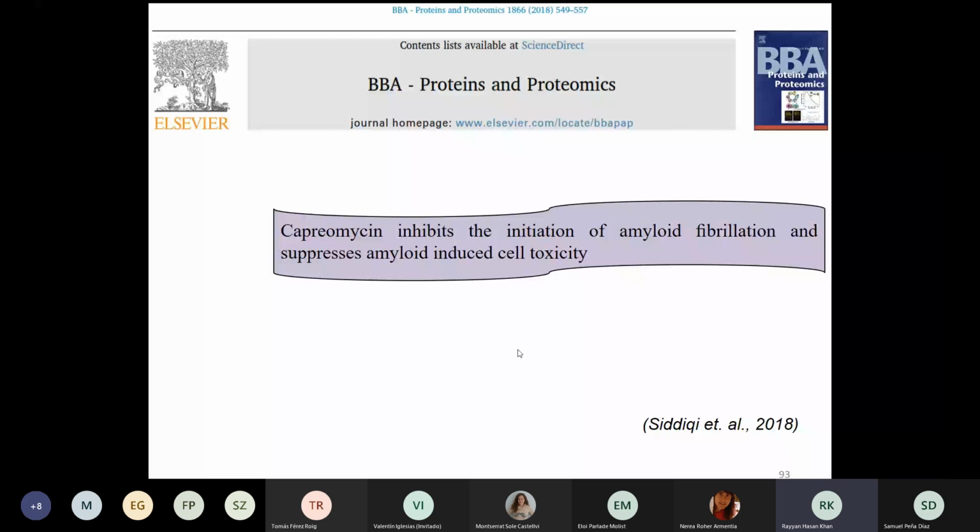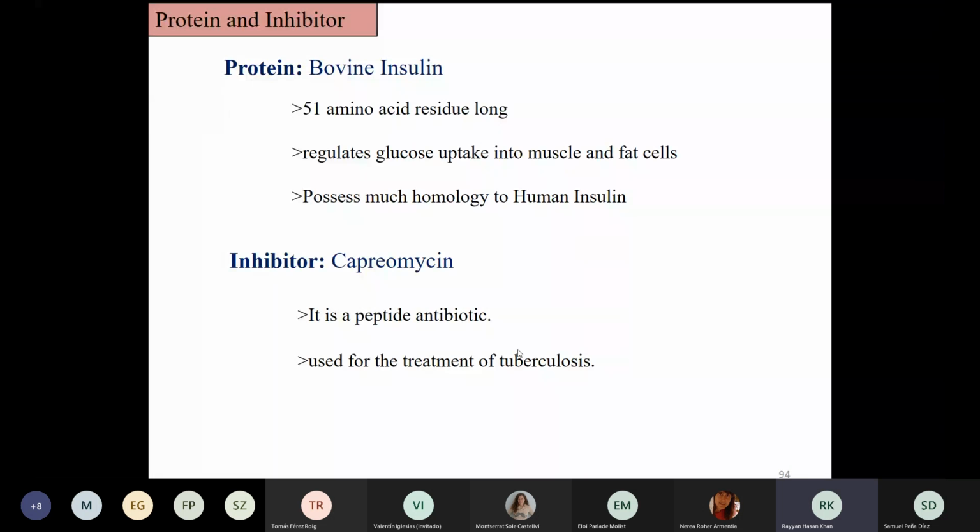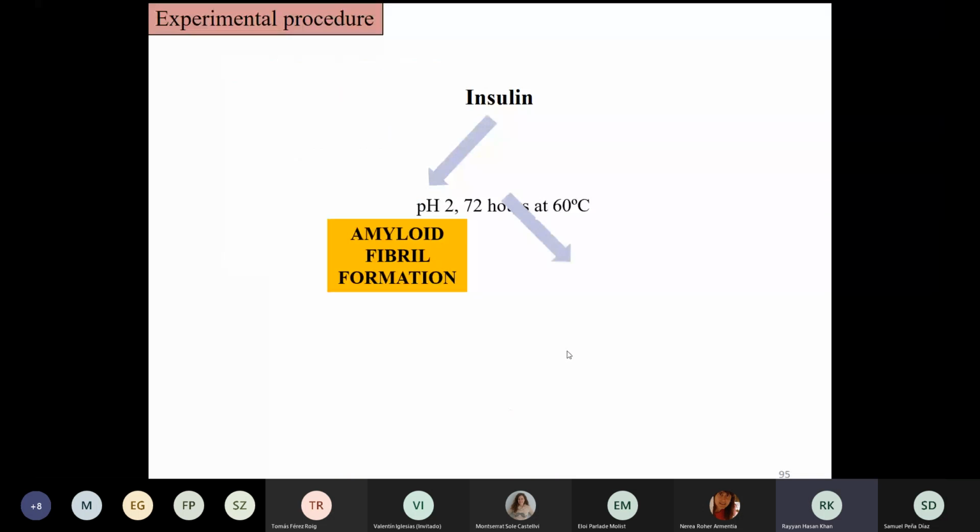Here the protein that is being taken is bovine insulin, which is 51 amino acid residues long, and this is responsible for glucose metabolism. Capromycin is a peptide antibiotic used for the treatment of tuberculosis, so we are focusing more on anti-tuberculosis drugs also. Now this insulin is being incubated for 72 hours at 60 degrees centigrade at pH 2, which leads to the formation of amyloid.